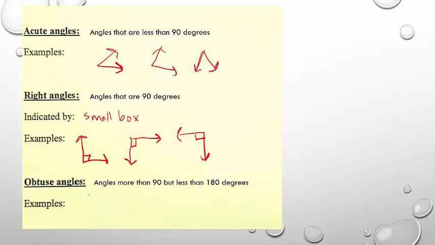And then we have obtuse angles. Usually people say obtuse just means more than 90. That's not true. Obtuse angles are angles that are between 90 and 180, not including 90 and 180. So from 90.00001 to 179.999, those would be obtuse angles. If we were to draw some obtuse angles, this is what they would look like. They could look like they are just over 90 degrees.